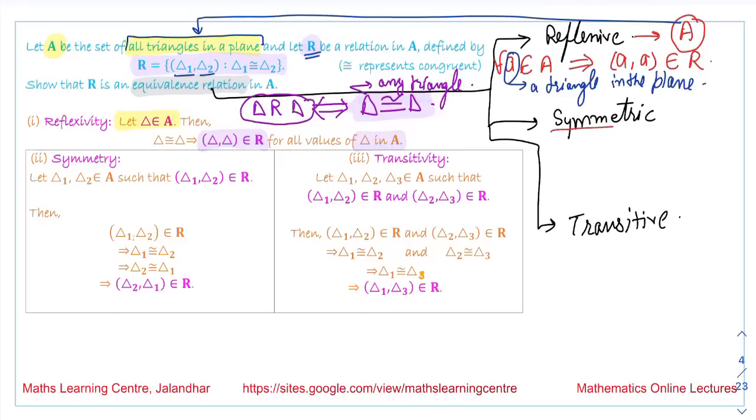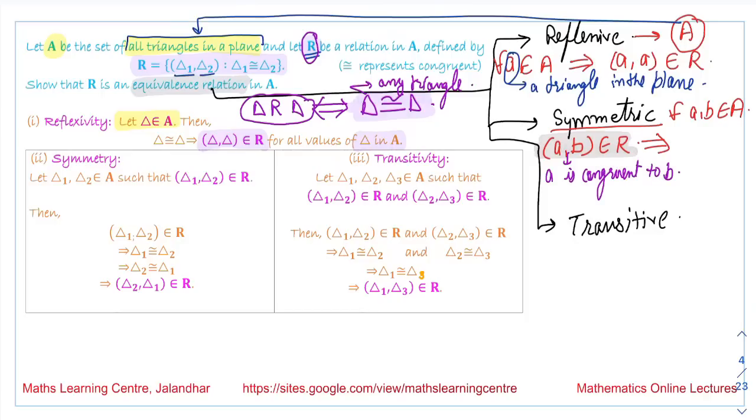Next, we are talking about the symmetric. The definition for the symmetric: we have chosen two elements A comma B from A, for all A comma B belonging to A. We are saying if A is related to B, according to this definition of R, this means that A is congruent to B. If A and B are triangles, we are saying A is congruent to B, and this implies that B is congruent to A, and B is congruent to A means that B comma A belongs to R. And this is what we have to prove.